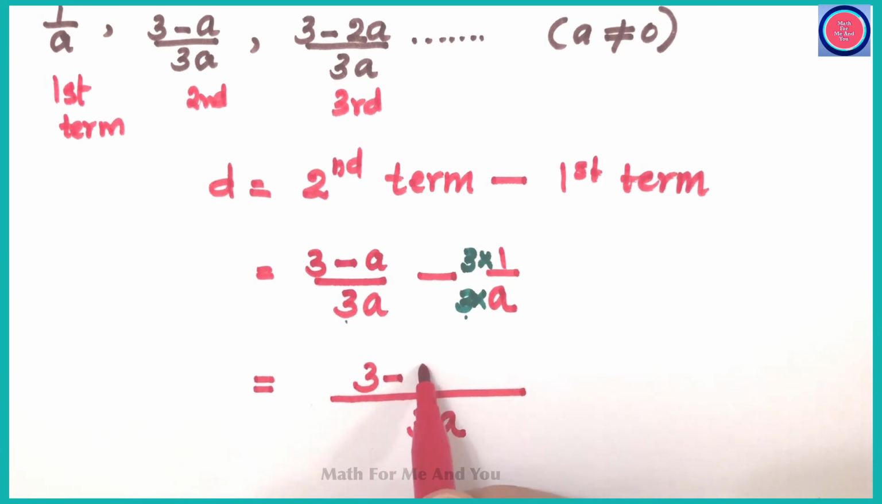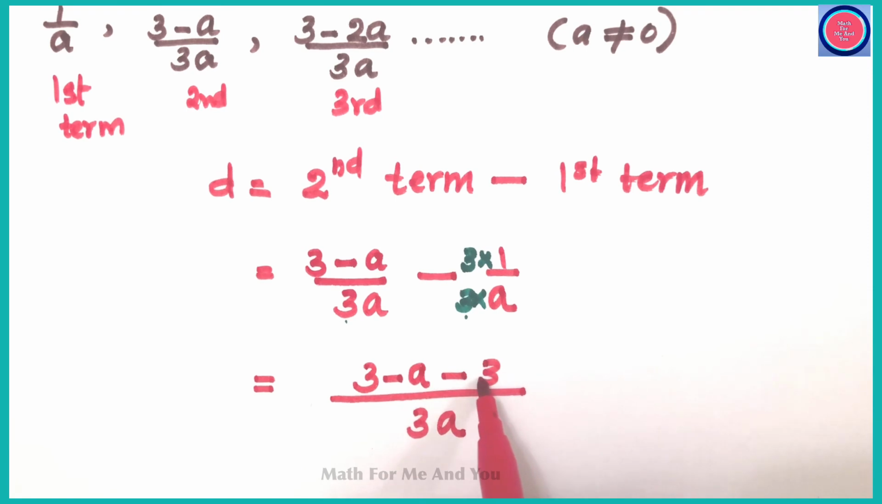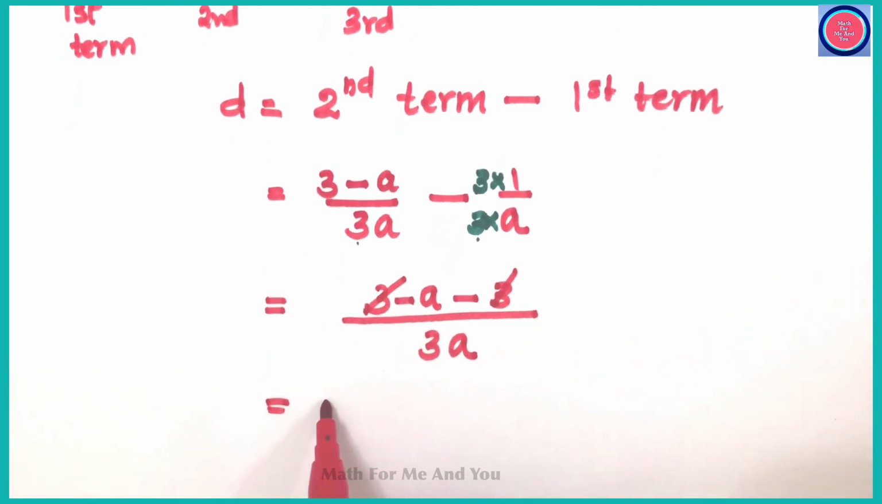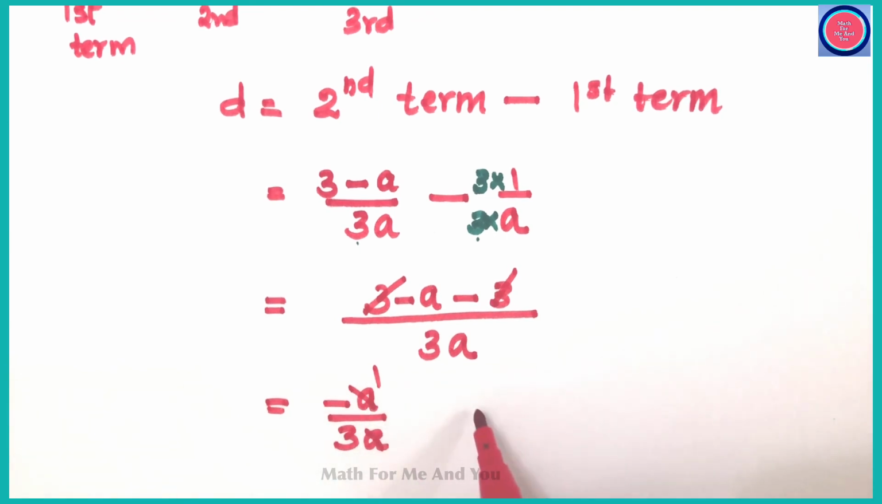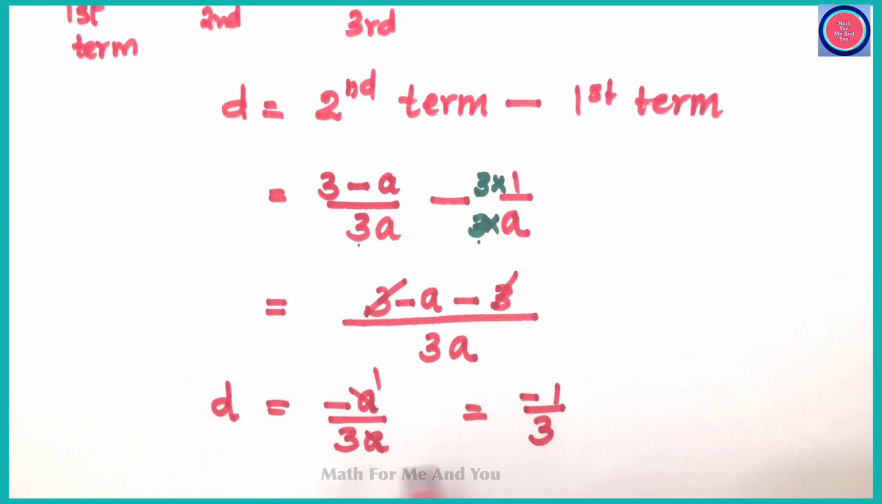What is the numerator? 3 minus A minus 3 times 1, that is minus 3. 3 and minus 3 we can cancel. Then we can write minus A over 3A. What will you do next? Yes, the common factor A we can cancel, from numerator and denominator. So we get minus 1 over 3. What is this? This is D, and D is the common difference.